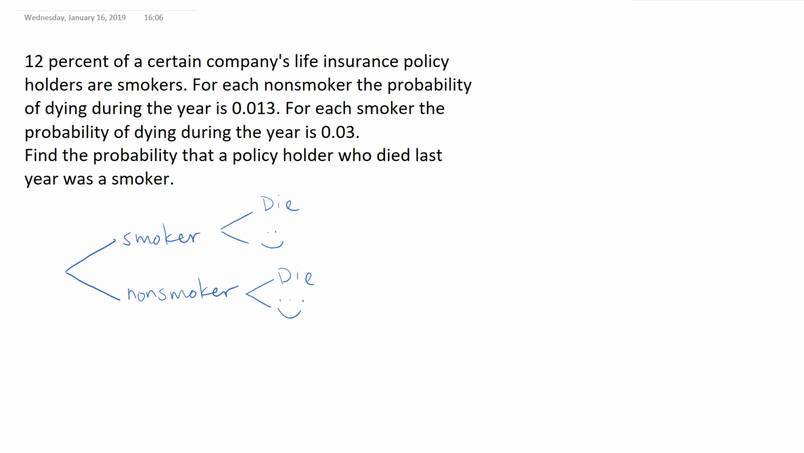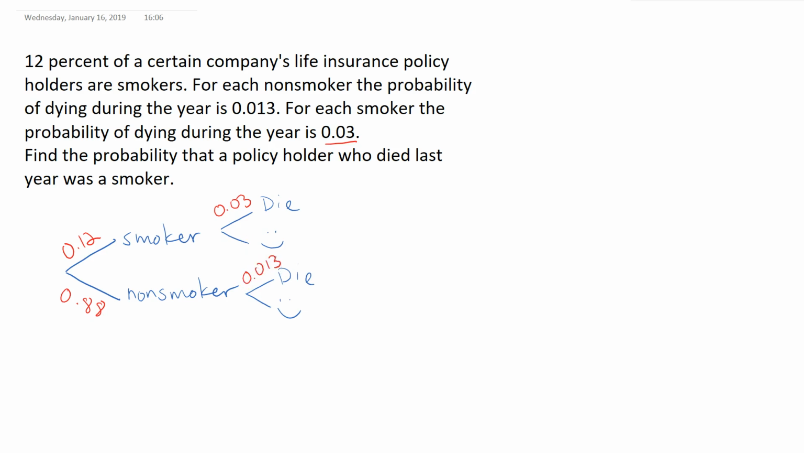Now that we have the tree set up, let's go in and put in our probabilities. So it says 12% of the company's life insurance policy are smokers. So this is a 12% right here, or 0.12. Leaving us with 1 minus 12%, which would be 0.88 for non-smokers. Now on the smoker branch, the chance that someone dies is 0.03. And also the chance that a non-smoker dies is 0.013.